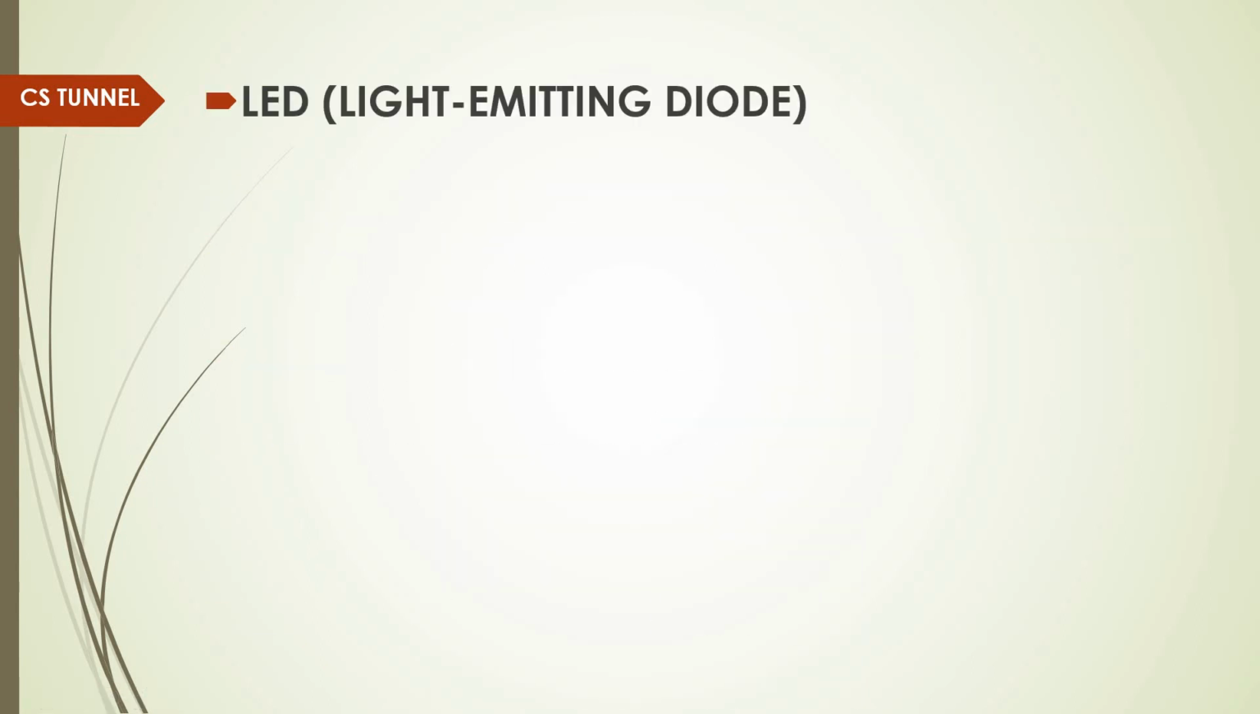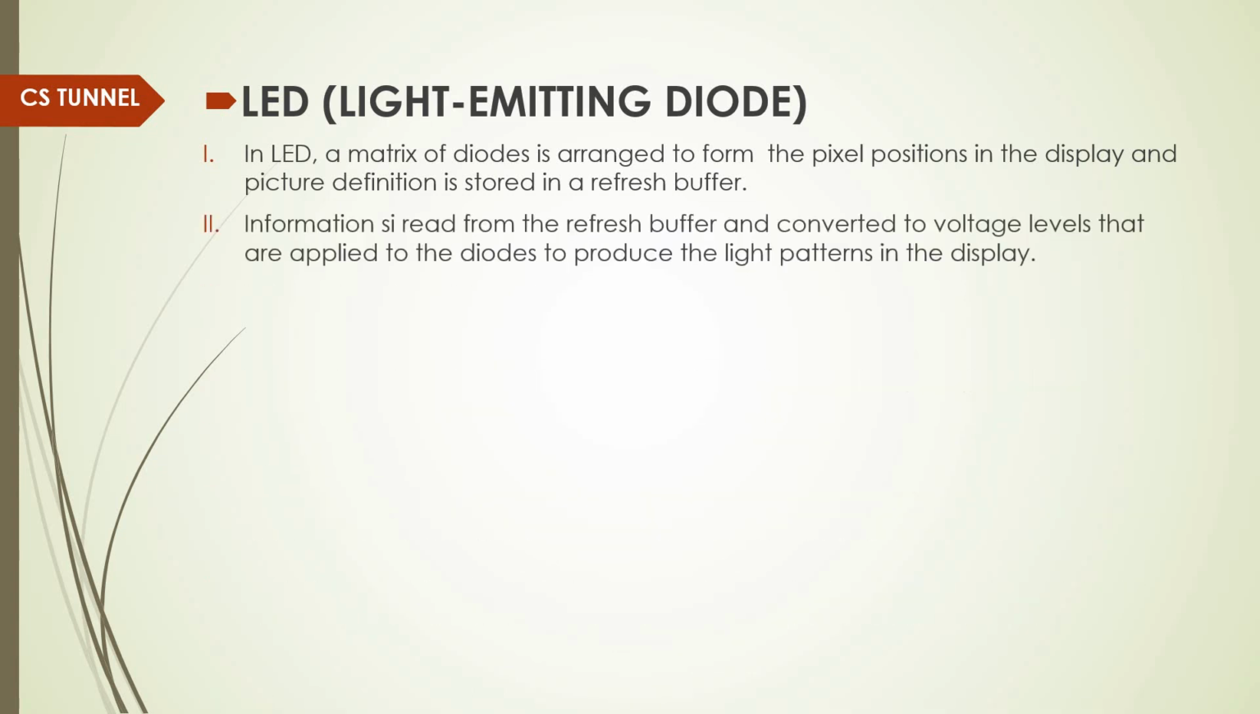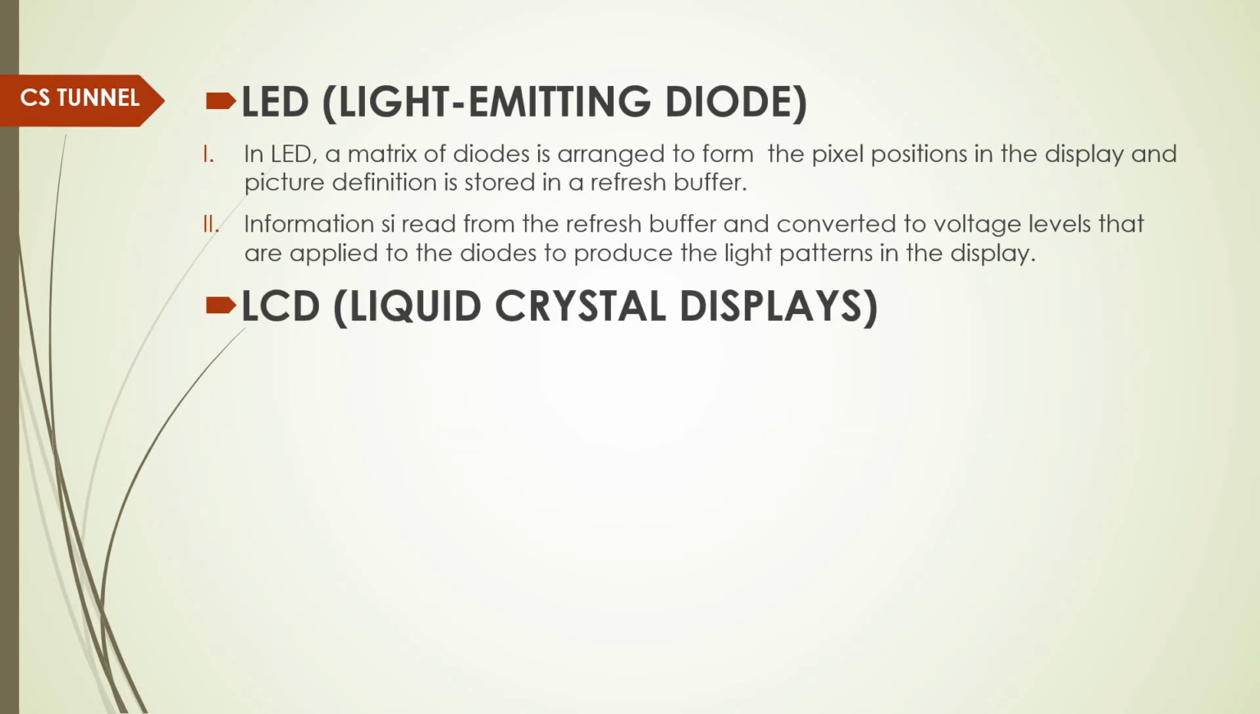Now moving on to the next display device, which is LED, light emitting diode. In LED, a matrix of diodes is arranged to form the pixel positions in the display, and picture definition is stored in a refresh buffer. Information is read from the refresh buffer and converted to voltage levels that are applied to the diodes to produce light patterns in the display.